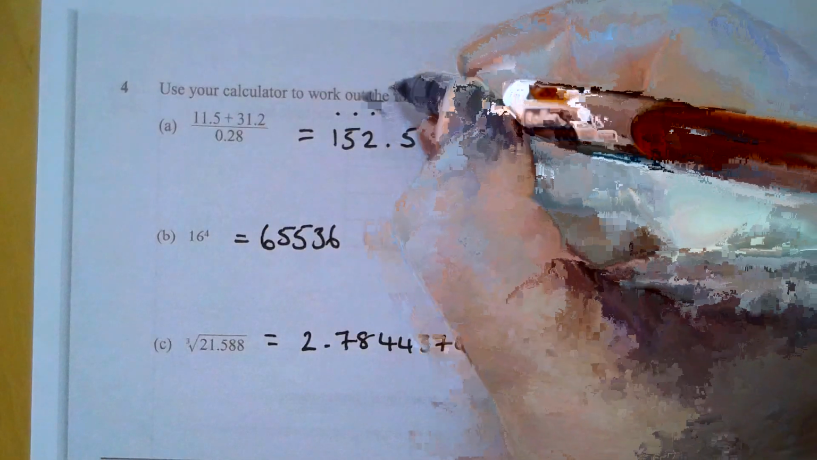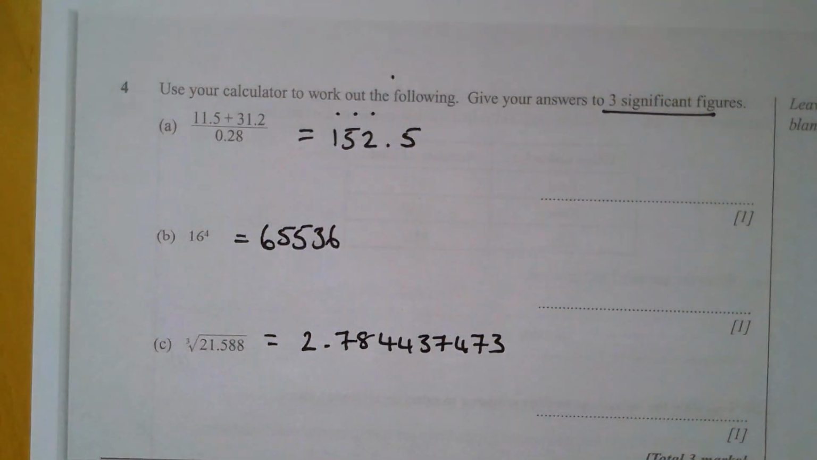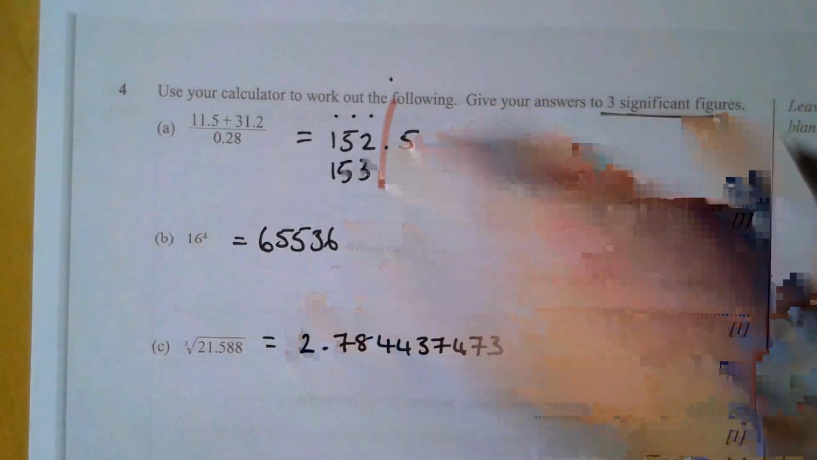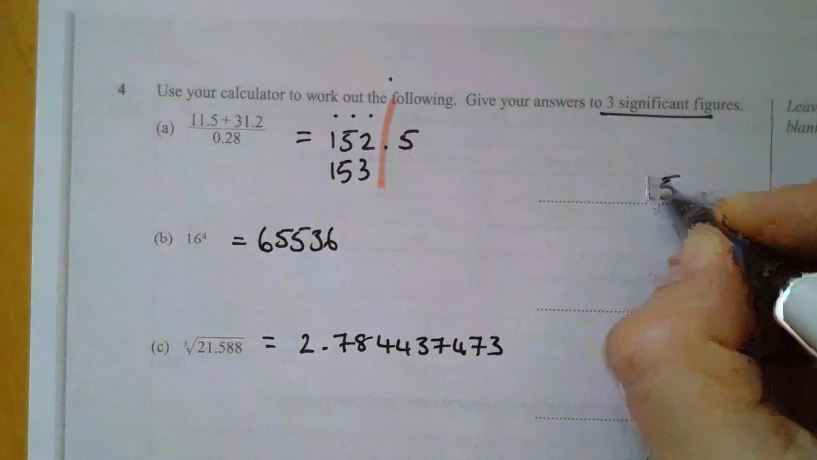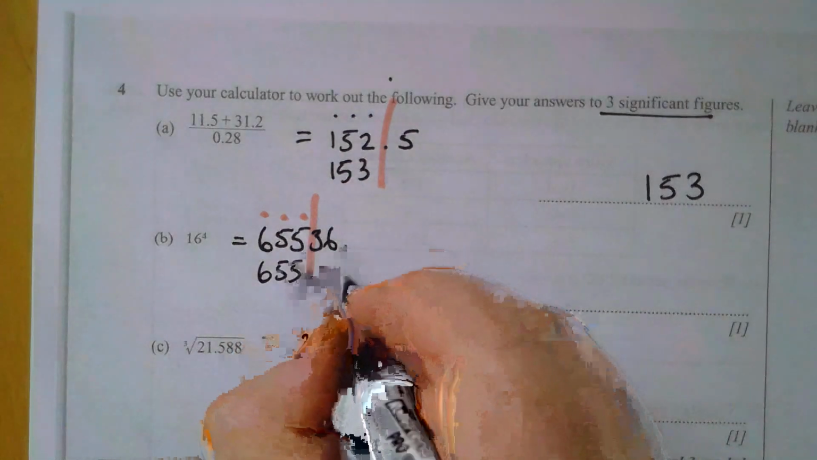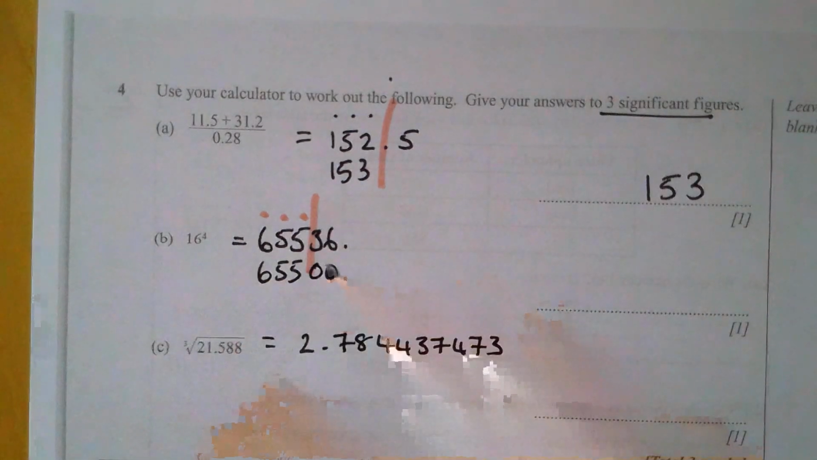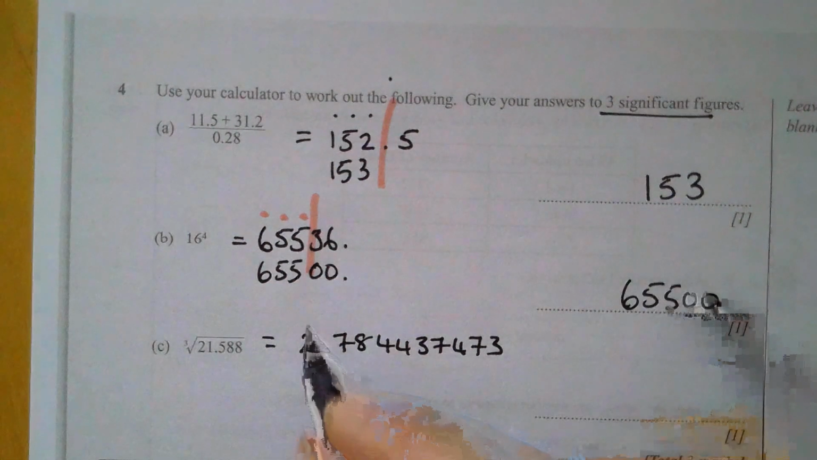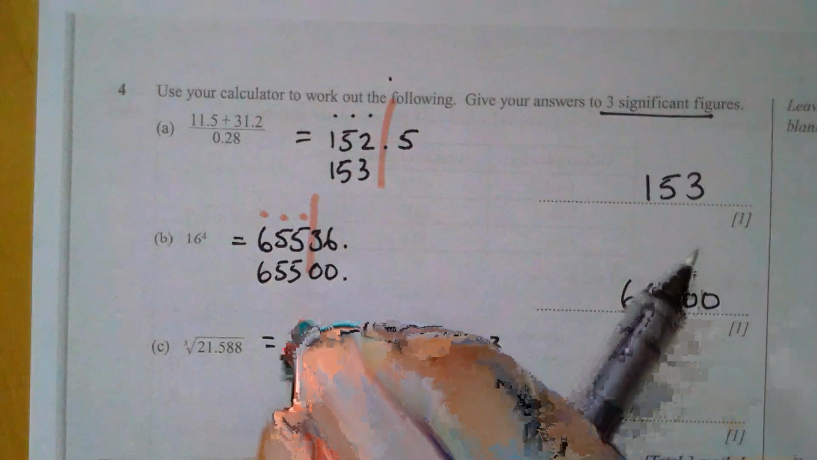And then rounding, 1, 2, 3 significant figures. Decimal point is here, so we need to pad it out. 1, 2, 3.